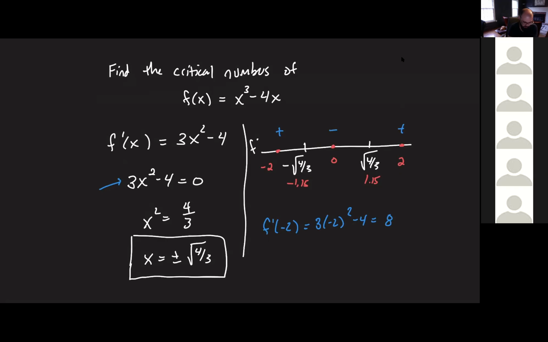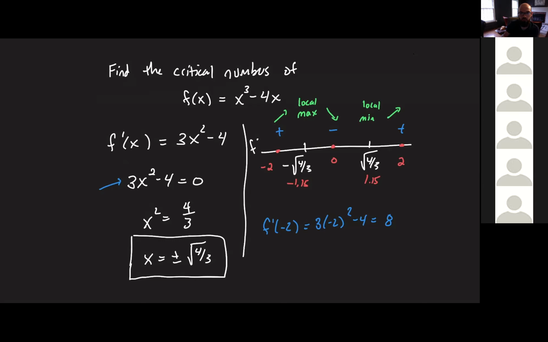Okay, so putting this all together, if we go positive to negative, increasing to decreasing, what I should see is that I have a local max right here, and then I'm going decreasing into increasing, so I should find that I have a local min right here. Okay, so putting all this information together, we're finding critical numbers of this function, x cubed minus 4x, and we should see that, yeah, my local max is at negative square root of 4/3, and my local min is at positive square root of 4/3.